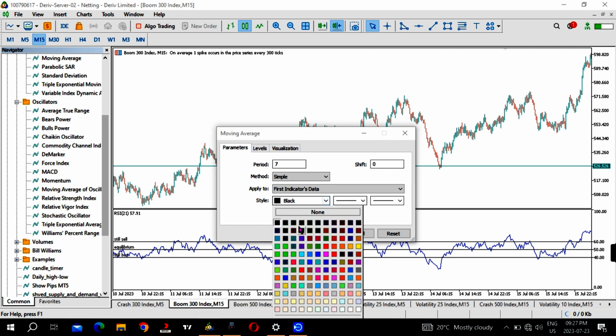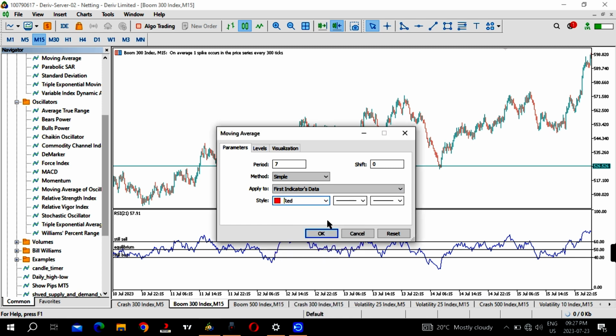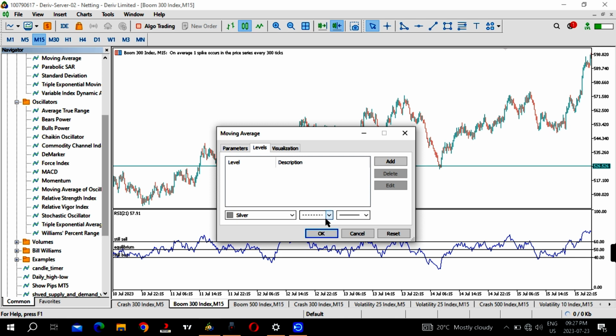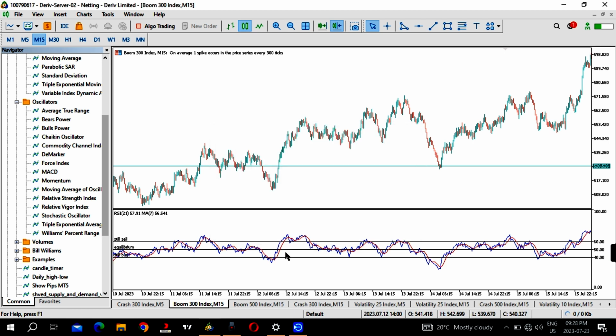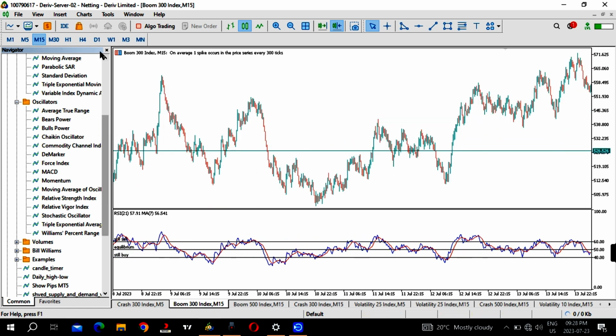Then I'm going to change this to red. I just love red, right? So that's how you set this up. Then there are no levels and stuff like that, just this. So that's how I'm setting this up. We can use this crossover for our entries.